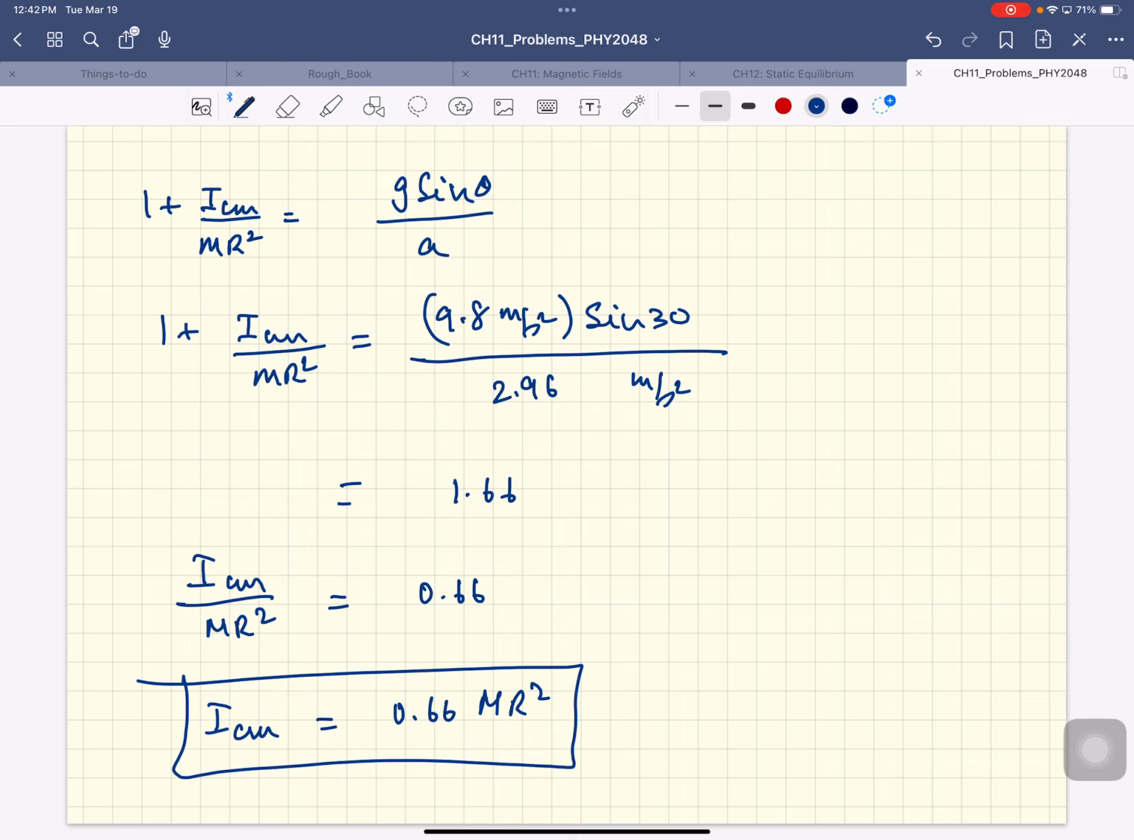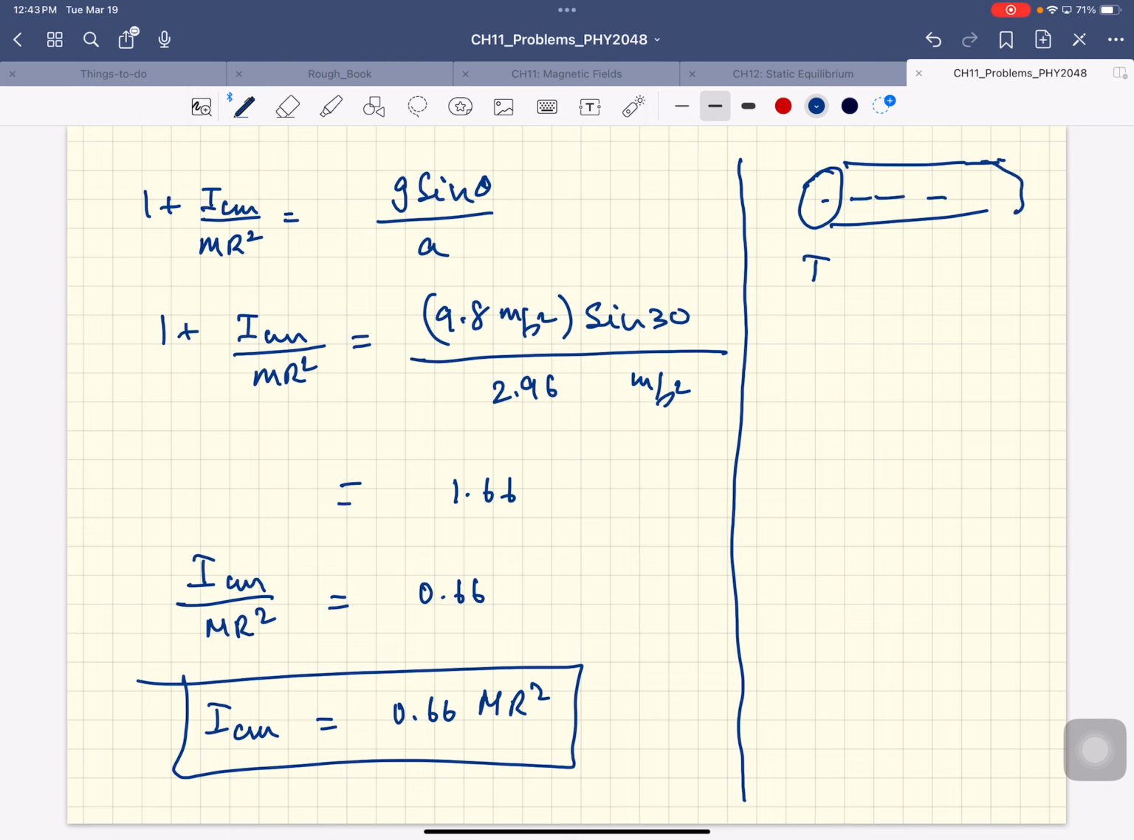Now we'll give meaning to this number, so you want to think about this carefully. You can look these up in tables. For a uniform cylinder, that is a cylinder where the mass is uniformly distributed, whose density is uniform, I center of mass is 1/2 m r squared. For a wheel where the mass is all at the edge, I center of mass is m r squared.